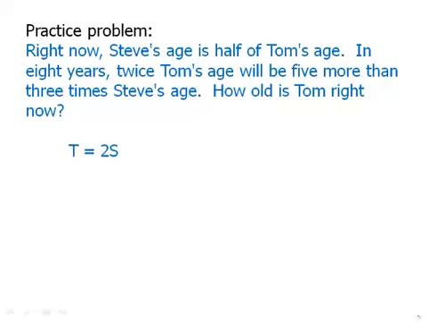First, T is going to be Tom's age now. S is going to be Steve's age now. I could write it as S equals 1/2 T, but I think it makes more sense to write it as T equals 2S. That way I don't have to think about fractions. Now for the other ages, I'm going to have to use T plus 8 and S plus 8. So twice Tom's age, 2 times T plus 8, equals 5 more than 3 times Steve's age. Steve's age is S plus 8. So we get this equation: 2 times T plus 8 equals 3 times S plus 8, and that quantity plus 5.